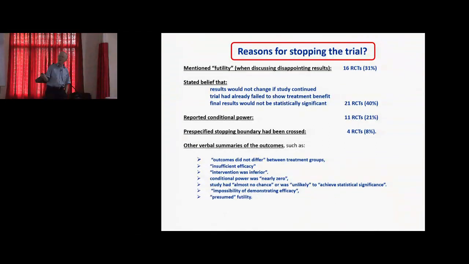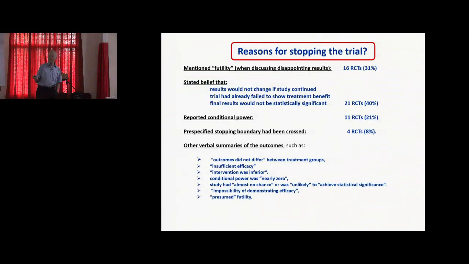They said the final results would not be statistically significant. They actually knew that. So they were very good at prediction because they'd obviously visited the future already. You absolutely cannot possibly say that, right? You don't know. About 20% reported conditional power. That was great. And a small group of them actually said something about a boundary that had been crossed, either in terms of effect size or through one of the stopping rule boundaries.